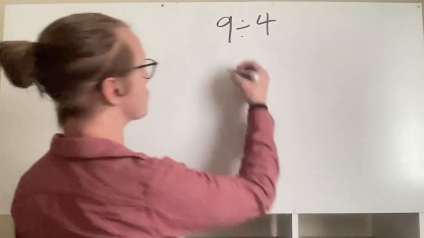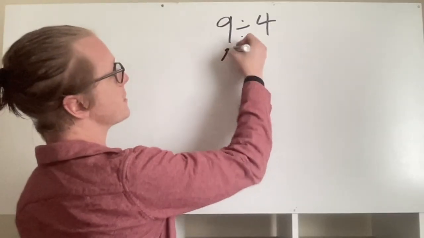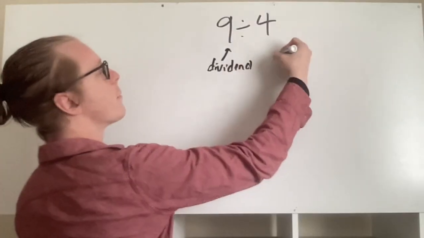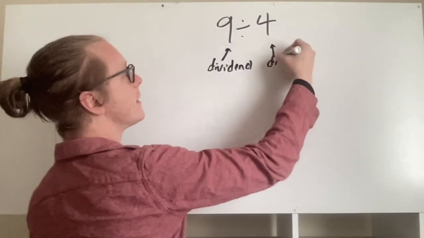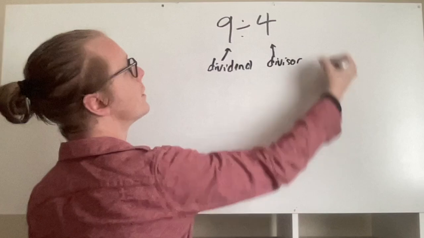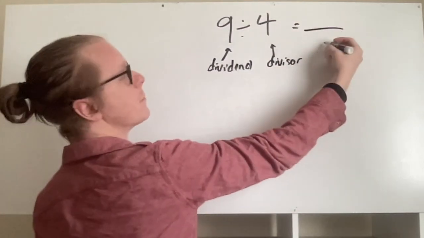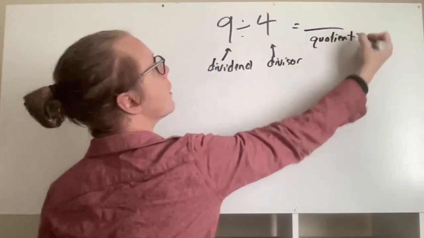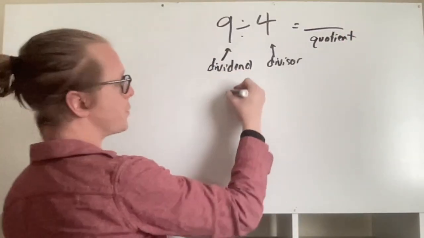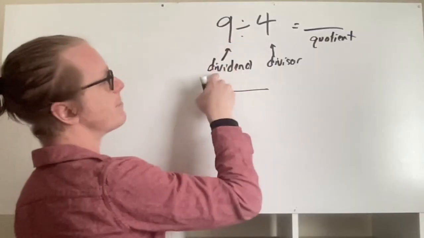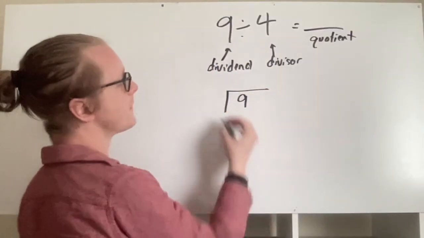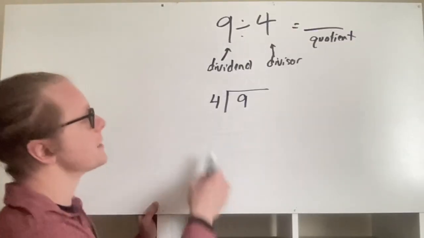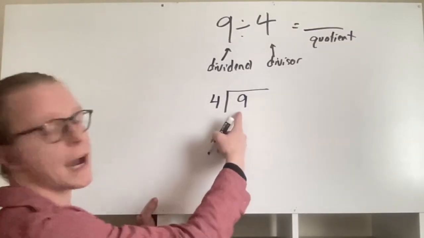So just a reminder on terminology, the number being divided, we call it the dividend. The number that we're dividing by is the divisor, and then whatever our answer is going to be is the quotient. So when we do long division, the dividend goes inside, the divisor goes outside. Now we're going to be asking ourselves, how many times can 4 go into 9?